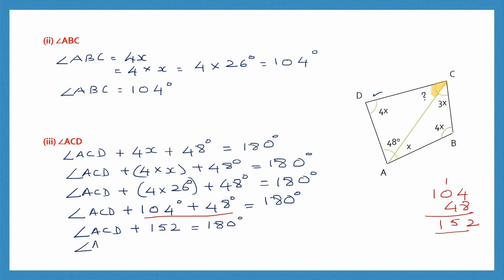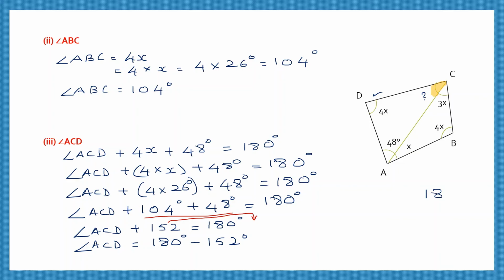That means angle ACD will be equal to 180 degrees. Now I'm going to transpose this to the right hand side. It becomes minus 152 degrees. So now we have to subtract 180 minus 152. 10 minus 2 is 8, 7 minus 5 is 2, and this is 0. So we have found the value of angle ACD. This is equal to 28 degrees.